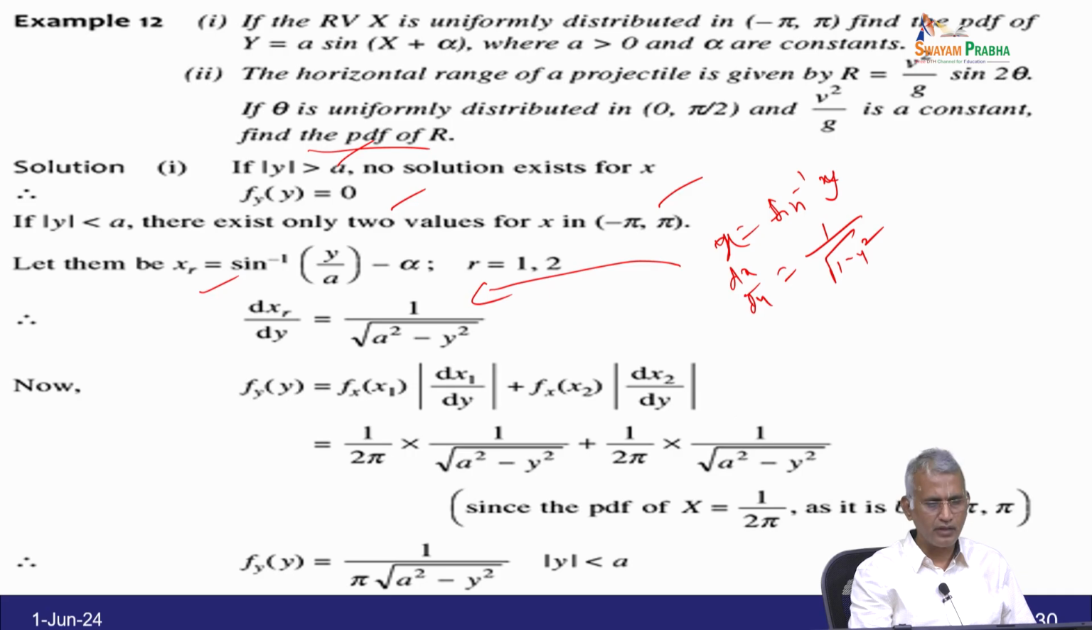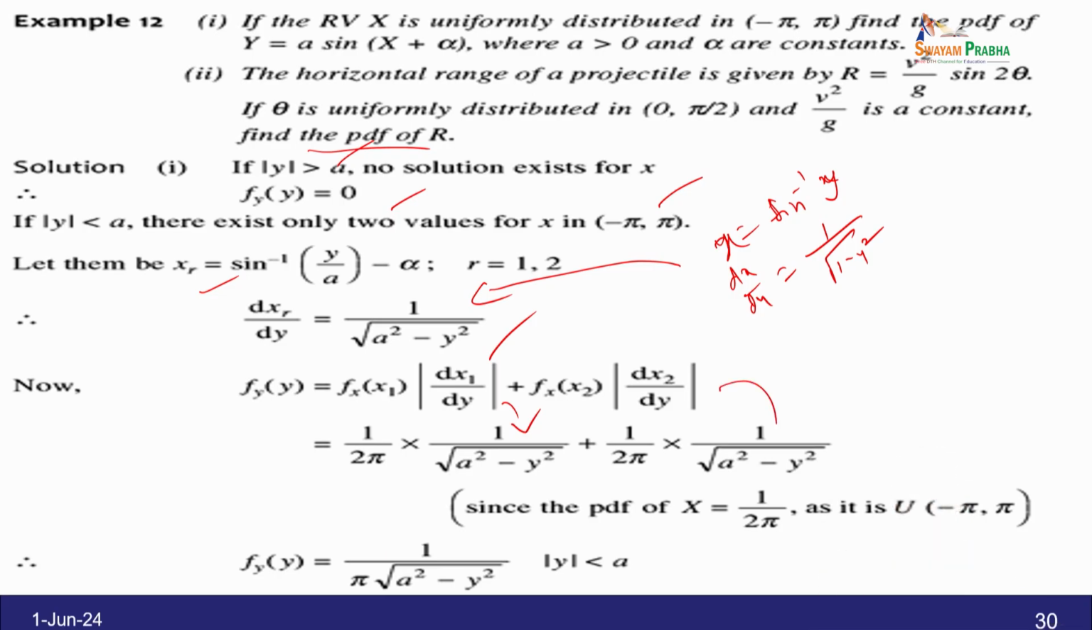Therefore, fY of y equals fX of x1 into modulus of dx1 by dy plus fX of x2 into modulus of dx2 by dy. So, this value is 1 by root of a square minus y square, and this one is also 1 by root of a square minus y square, because fX of x equals 1 by 2 pi. Now add them: the 1 by 2 gets cancelled, that is twice of this, so 1 by pi into root of a square minus y square will come. This is true if mod y is less than a.